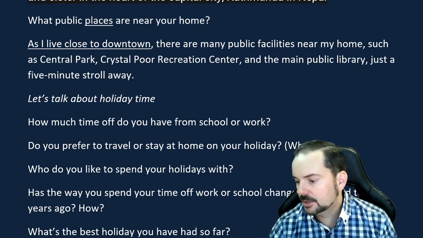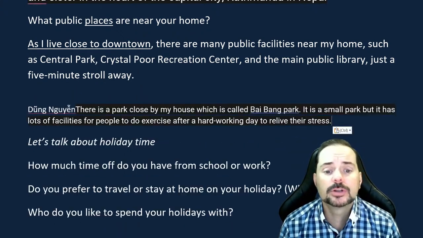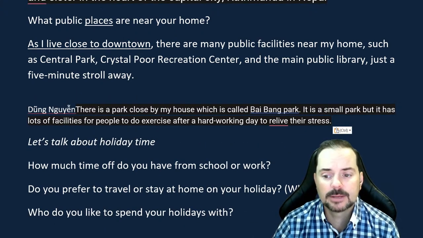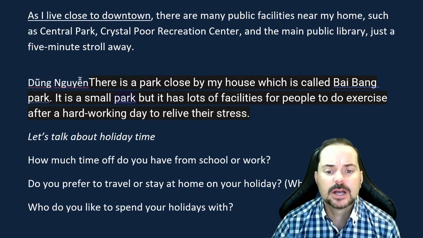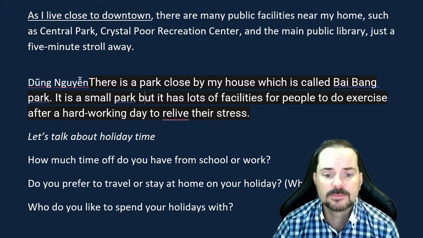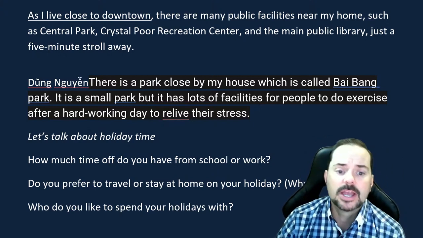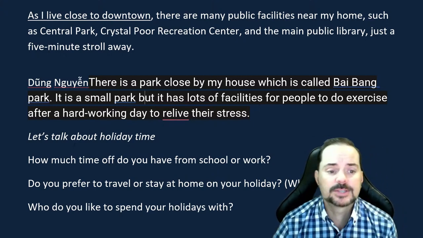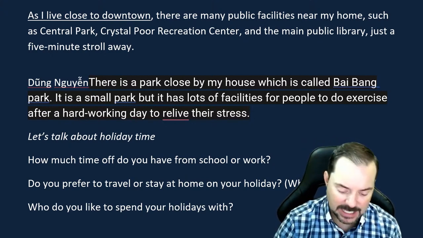All right, Dung Nguyen says, now make sure you're also saying this, students, not just writing, but also say it, okay? So Dung Nguyen says, there is a park close by my house, which is called Bai Bang Park. It is a small park, but it has lots of facilities for people to do exercise after a hard working day to relieve stress. Okay, Dung, so that would be about a band 6, okay?